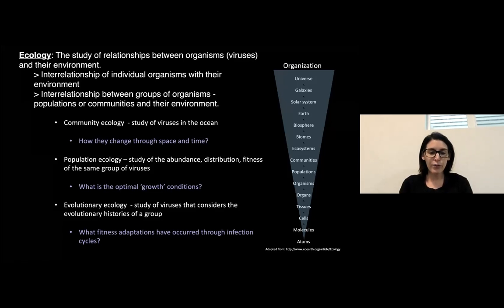And then finally, thinking about evolutionary ecology. So this would be perhaps the study of viruses that considers the evolutionary histories of a group. And in this case, what we're hoping to do, which we're still very much in the process of, is to see what fitness adaptations have occurred through infection cycles. So now we're trying to drill very far down, not only in terms of looking at even a subpopulation at the cellular level, but those individual cycles of infection, what happens and how does that change and lead to the development of some of these bigger phenomena that we see in the environment.